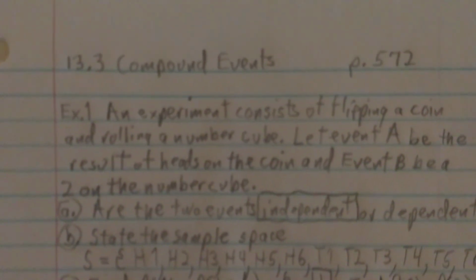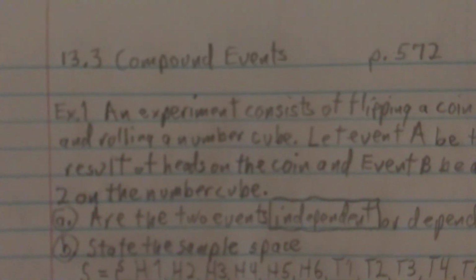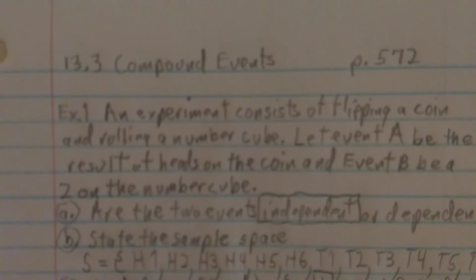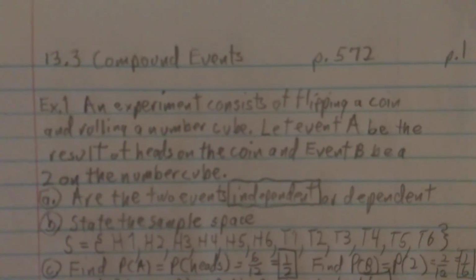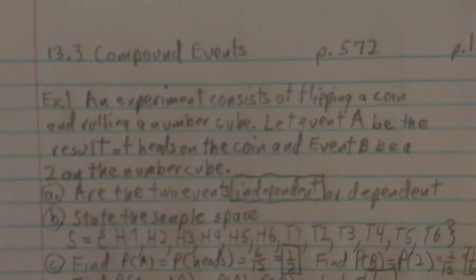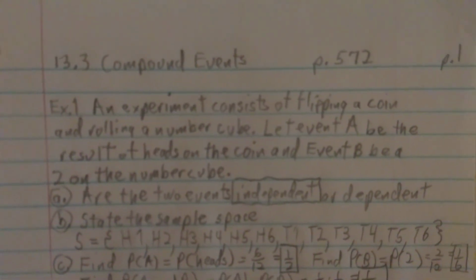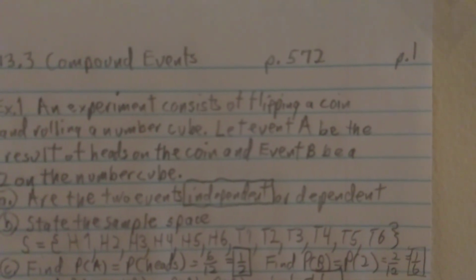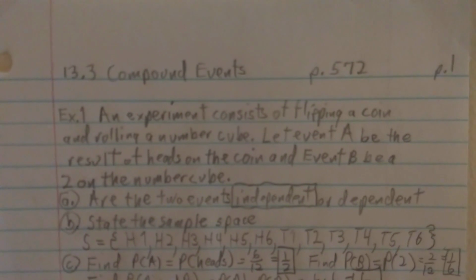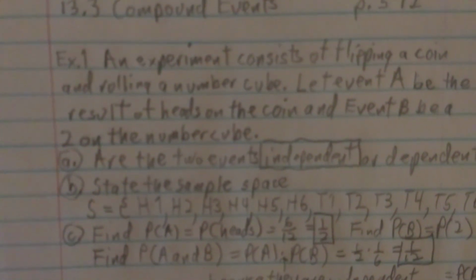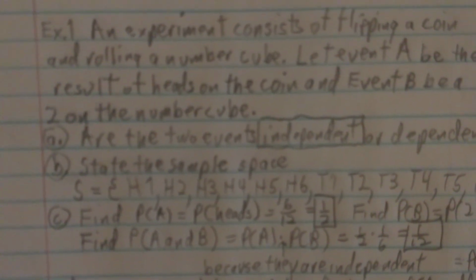Here we are on Tuesday, March 14th, and we're on section 13.3, Compound Events, in your book on page 572. So this is continuing on with probability. Here we have example 1. An experiment consists of flipping a coin followed by rolling a number cube, just a regular number cube like in Yahtzee. Let event A be the result of heads on the coin and event B be the number 2 on the number cube.